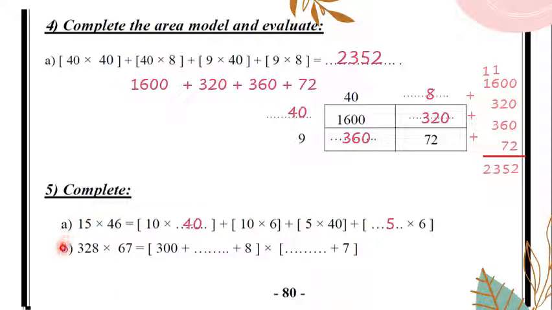Example B. 328 times 67. Let's see, he wants to break the numbers. 328 means 300 plus 20 plus 8, times 67 here means 60 plus 7.